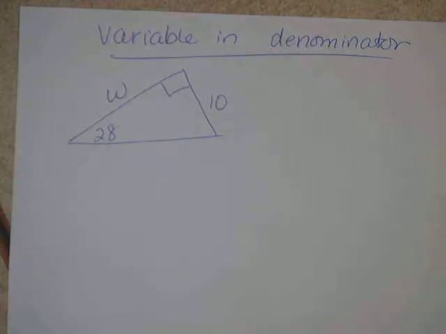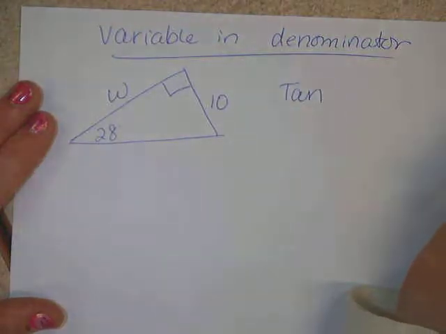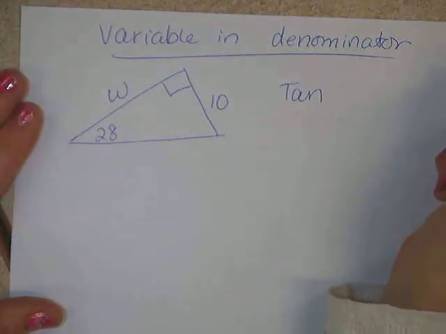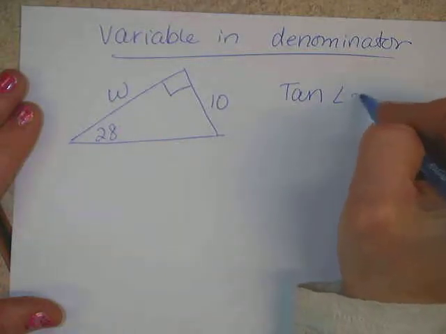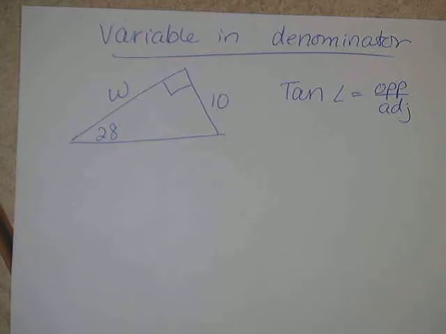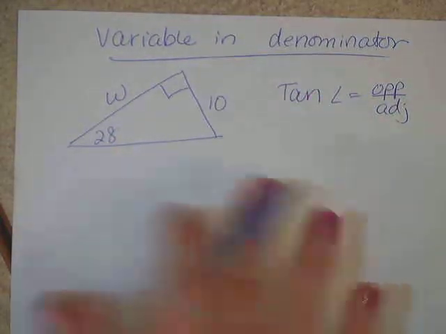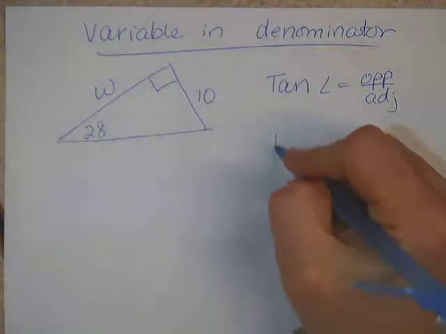But different algebra takes place. So you still start out with the tangent of the angle equals the opposite over adjacent. Now, when you get used to these, you don't have to write that. You can plug in, okay? But since these are your notes, I'm going to show you again what I'm plugging into.